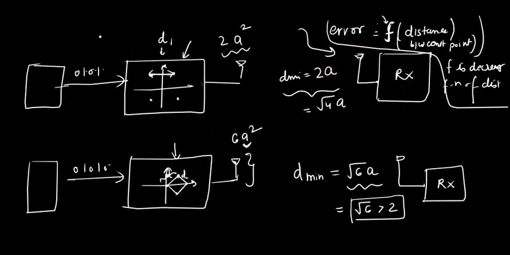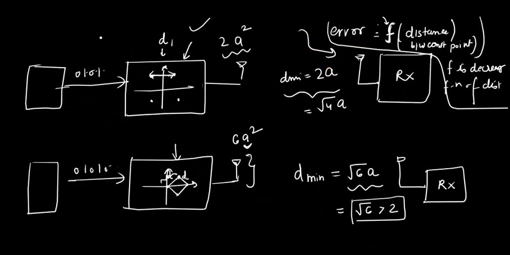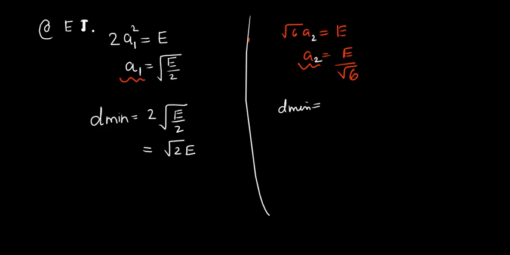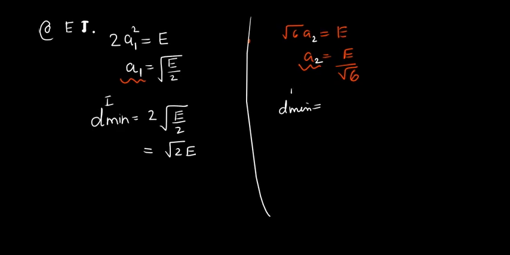This is a setup, and the energy is different. So first make the same energy. You are trying to see what will be the value of A1 and A2. A1 and A2 will be different, and accordingly d min will be different. So it's better to write like this. This is A for the first scenario, this is A for the second scenario.